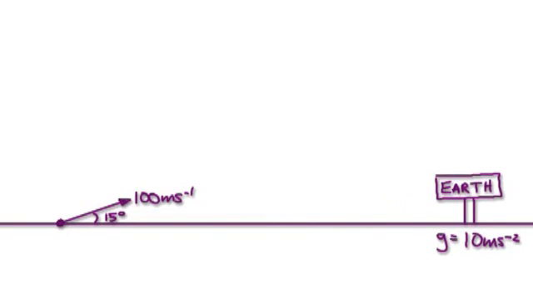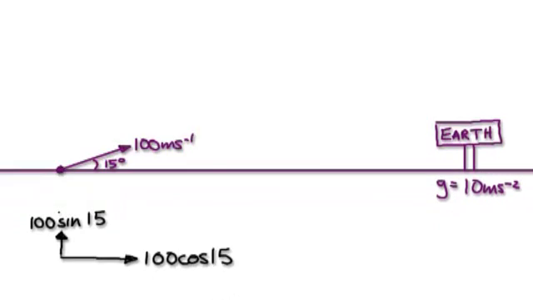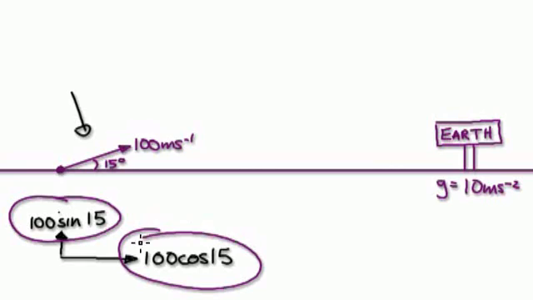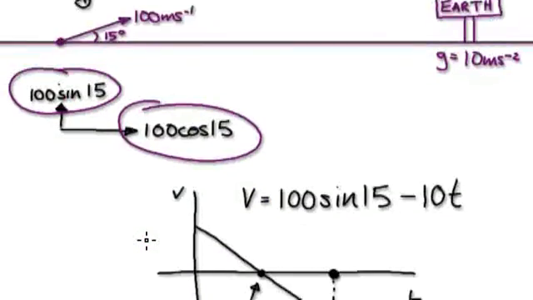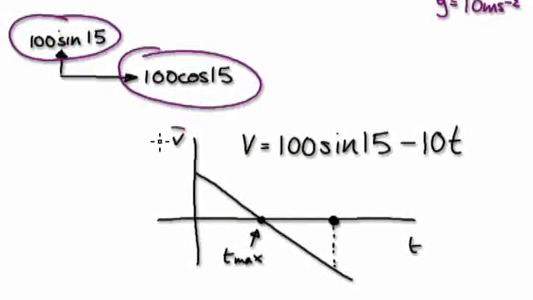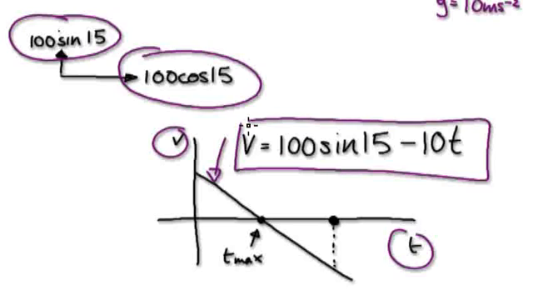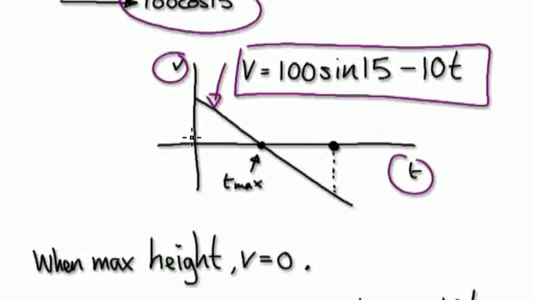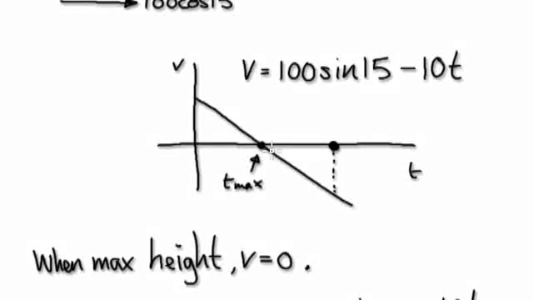Okay, so your answer should look something like this. First, break this up into your vertical component and your horizontal component. So then jump to your velocity time graph. Velocity time graph here. The equation for this line here is given by this. You're trying to find out the time it takes to get to the maximum height.